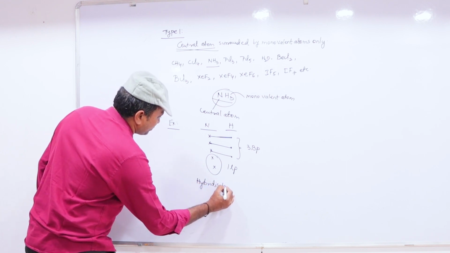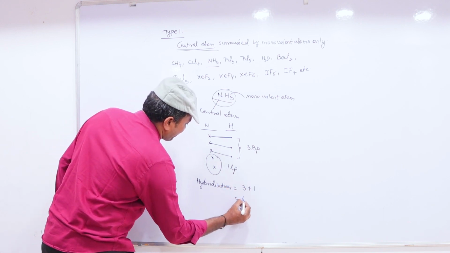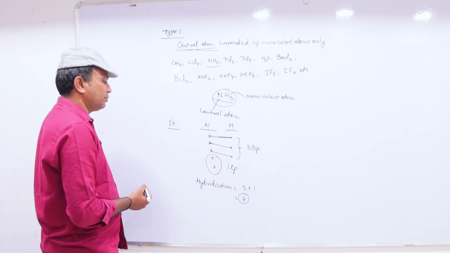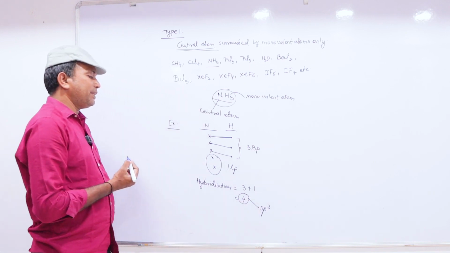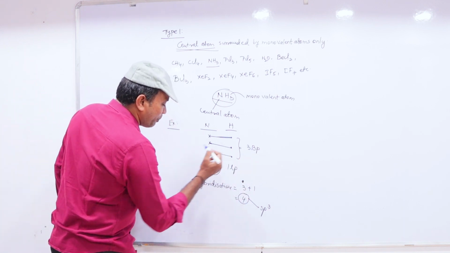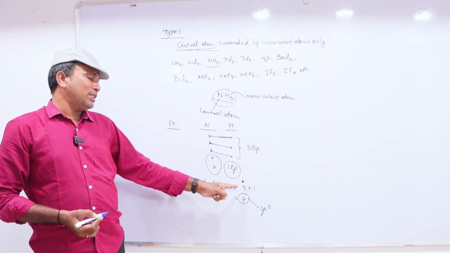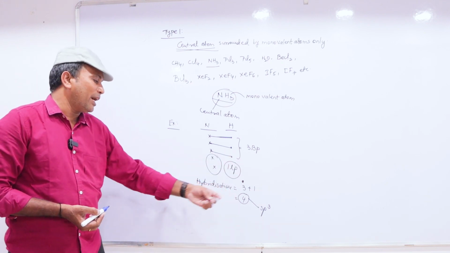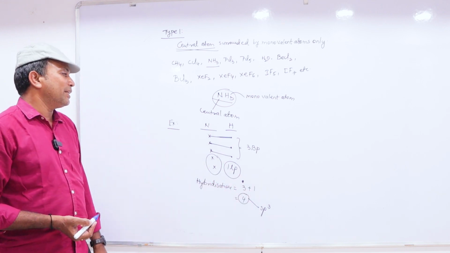Hybridization: 3 plus 1, 4. That 4 indicates sp3 hybridization. 3 is the 3 bond pairs, 1 is the 1 lone pair. As I said earlier, the sum of bond pairs and lone pairs should equal the hybridization number. 3 bond pairs and 1 lone pair give sp3 hybridization.